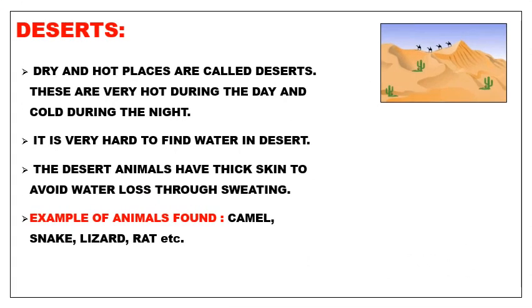Now, the next habitat is deserts. Students, deserts are extremely hot and dry regions which do not have sufficient water sources and green vegetation. During the day, deserts are hot while at night they are cool. Desert animals like camel, snake, lizard, rat have some special body features that help them to survive.